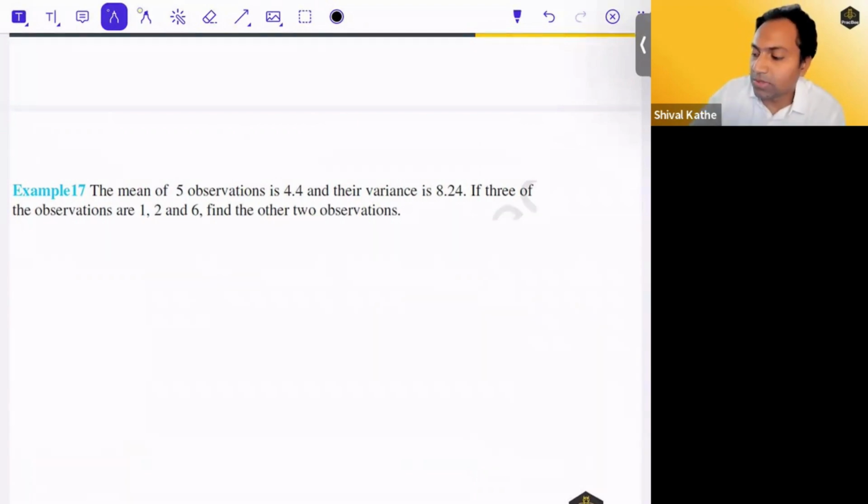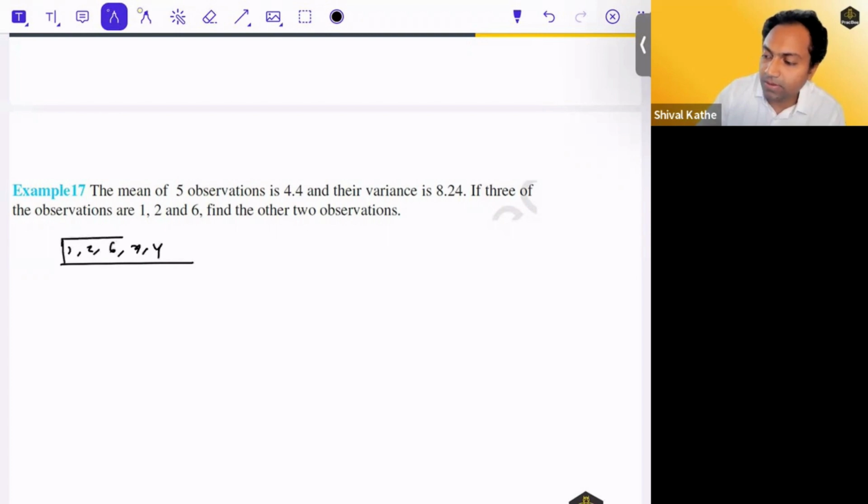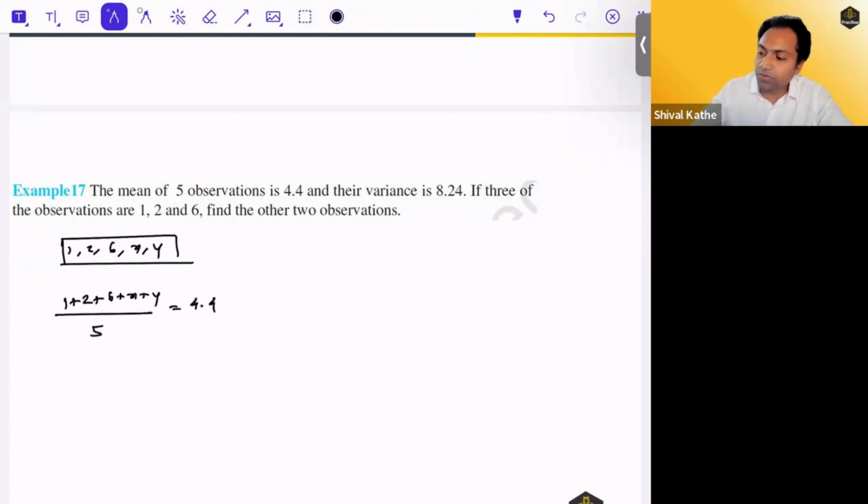So let us assume the observations to be x1, x2, x3, x4 and x5. Now 3 are already given, so there is no need to write all of this, it is unnecessary effort. What we can write is 1, 2, 6, x and y. These are the values that we are going to use. So the mean of these 5 observations is 4.4. So (1 + 2 + 6 + x + y) divided by 5 is equal to 4.4. So from here you will get the value of x plus y.